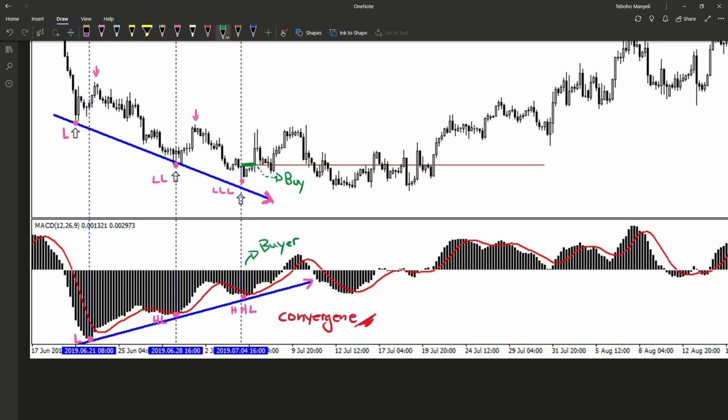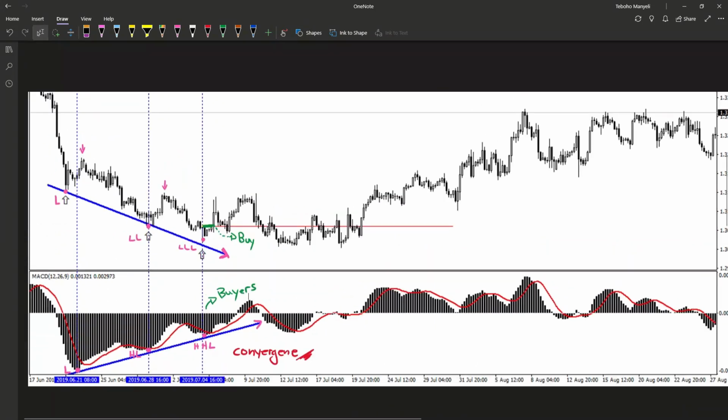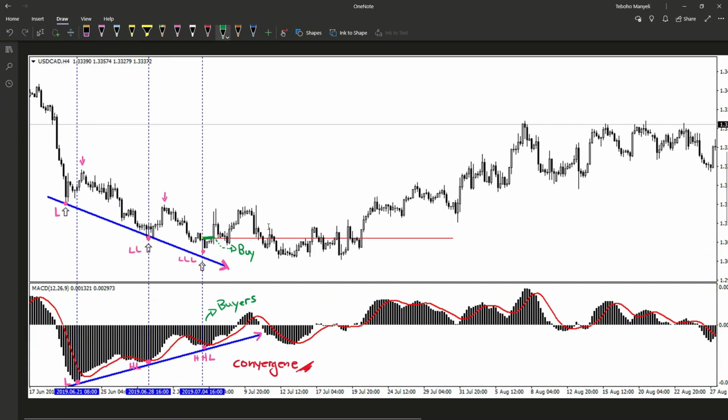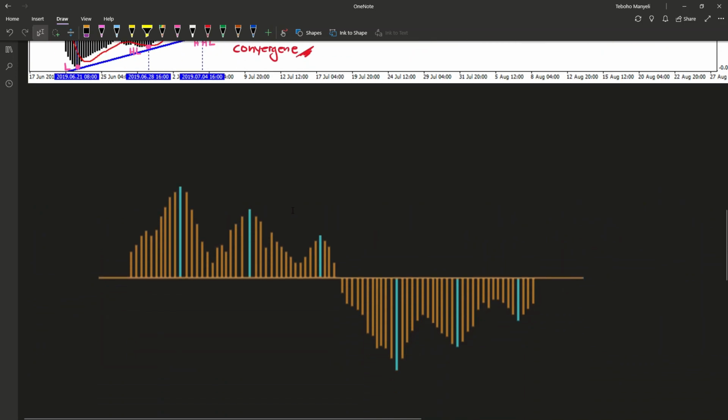Alright, so let me zoom out so you can see what really happened. So basically the market struggled a bit, but finally bought out of that price here at this point, where the market then just started going upwards from there on. Okay, and that's how we use the MACD for convergence or divergence. Divergence would be literally the opposite of convergence.